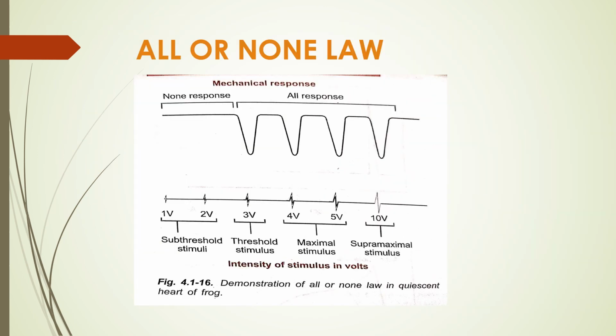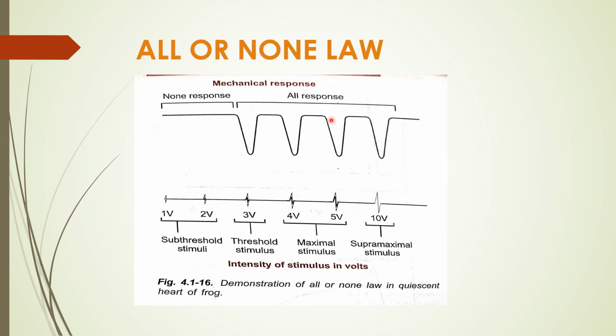And the next property is the all or none law. The response of cardiac muscle to a stimulus is of all or none character. All means present, none means absent. That is, when a stimulus is applied, either the heart does not contract at all, which is the none response, or contracts to its maximum ability, that is the all response.